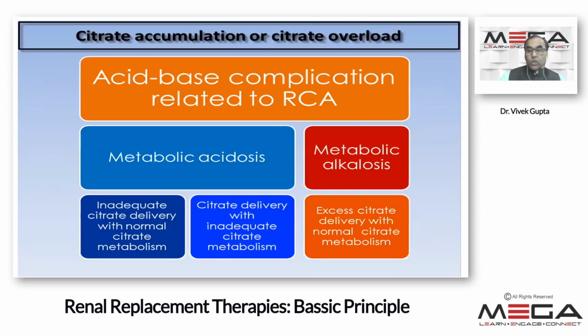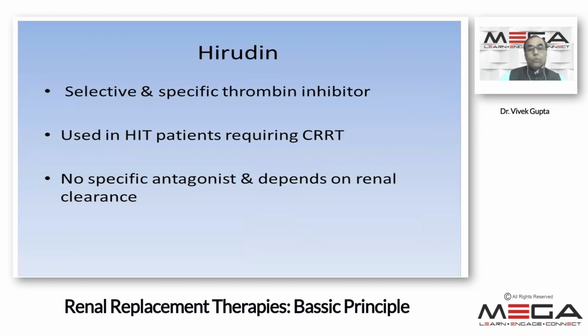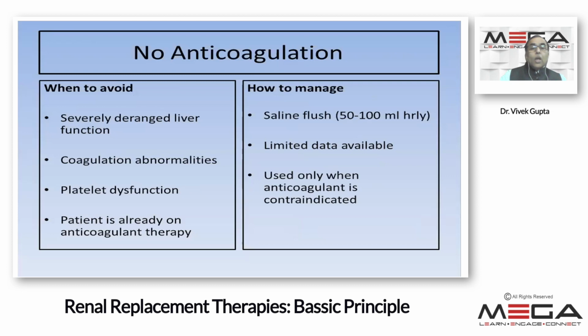So these are the complications I have already discussed. Others are the prostacyclins, and hirudin has also been tried, but not much in cases of CRRT. No anticoagulation, again: there are certain situations when the liver function is grossly deranged or there is a significant coagulation abnormality, your prothrombin time is nearly no clot, and platelets are just 30, 40,000, and the patient is already on some anticoagulant therapy, maybe oral anticoagulant. So in those conditions, anticoagulation should be avoided.